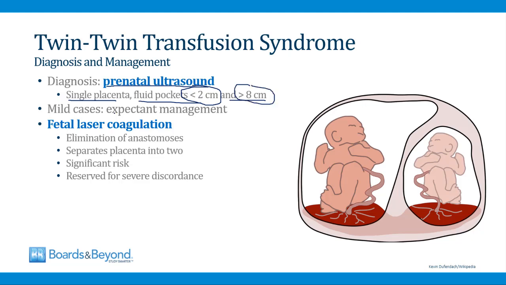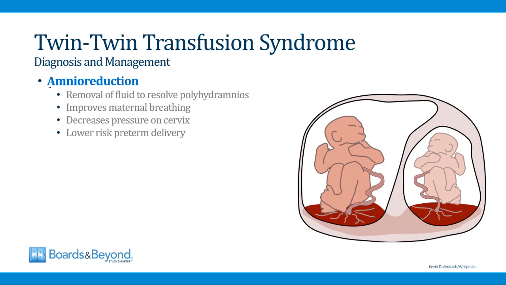Mild cases can be managed expectantly with serial ultrasounds to closely monitor the twins. In more severe cases, there is a technique used for treatment called fetal laser coagulation. This involves using a laser to eliminate the anastomoses. This essentially separates the placenta into two. This procedure carries significant risk to the pregnancy, so it's reserved only for cases in which there's a severe discordance between the two twins. Another option is amnioreduction.